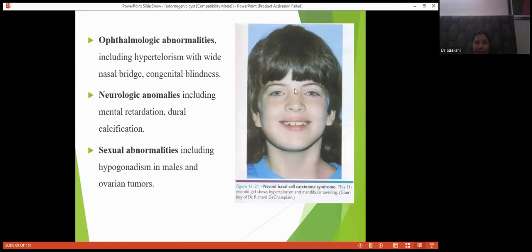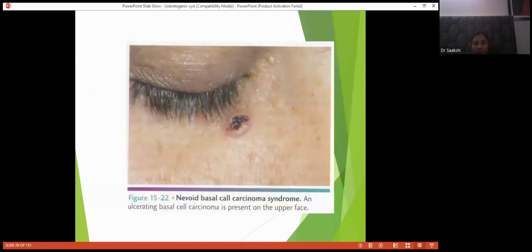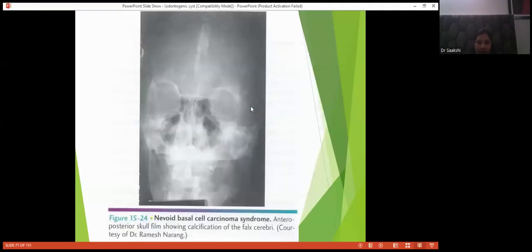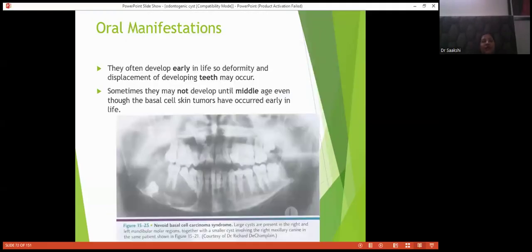You can see ये bridge की, आपका जो ये nasal bridge है, this is very, very wide. Now, neurologic may include mental retardation and dural calcification. Sexual abnormalities include hypogonadism in males and ovarian tumors in females. See, this is a nevoid basal cell carcinoma syndrome. The oral manifestations often develop early in life, so deformity and displacement of the developing teeth may occur. Sometimes they may not develop until middle age, even though basal cell skin tumors have occurred early in life.